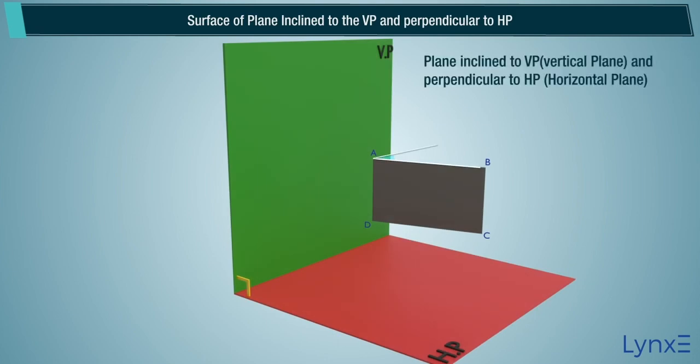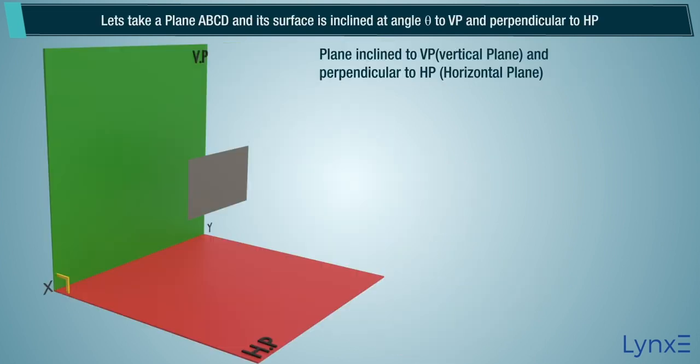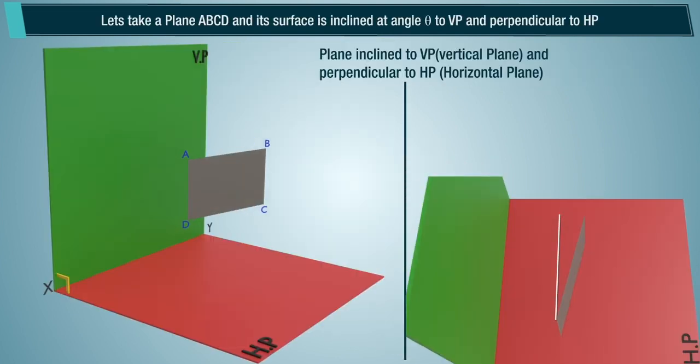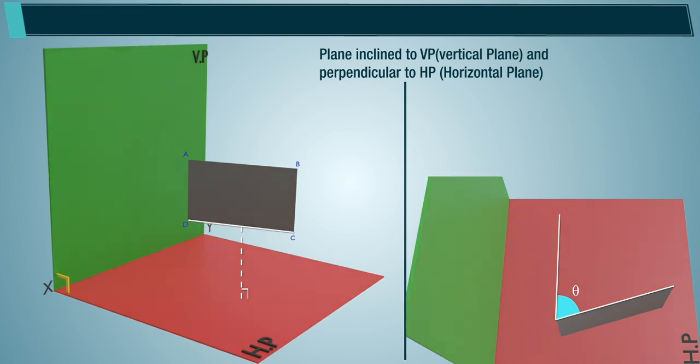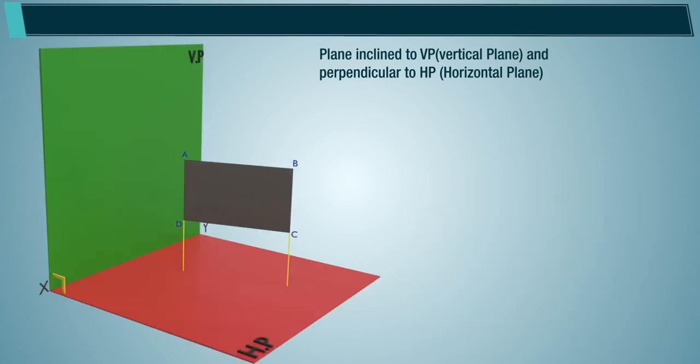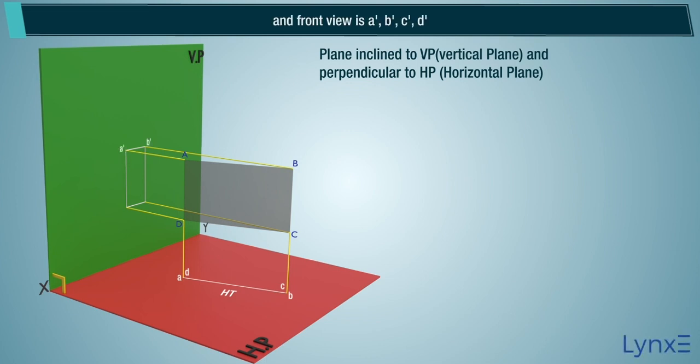Surface of plane inclined to the VP and perpendicular to HP. Let's take a plane ABCD, and its surface is inclined at angle theta to VP and perpendicular to HP. As we can see, the top view is ad and bc, and the front view is a', b', c', and d'. Let's illustrate its construction in detail.